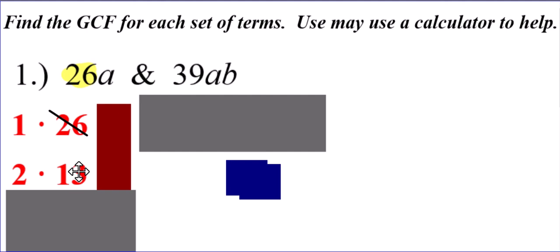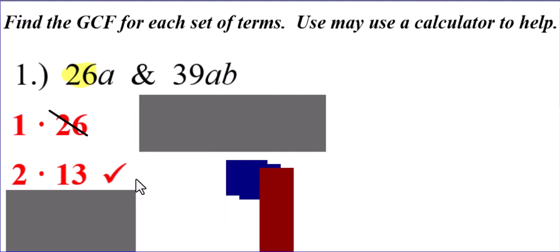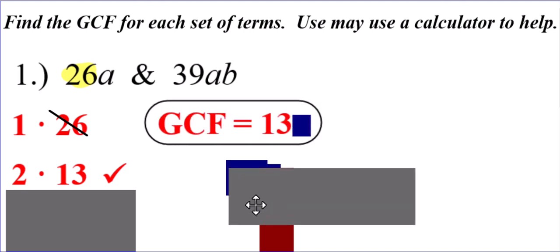So what does that mean? That means 13, not 3, but 13 is a factor of 39. And since we know it's a factor of 26, this is the greatest common factor.